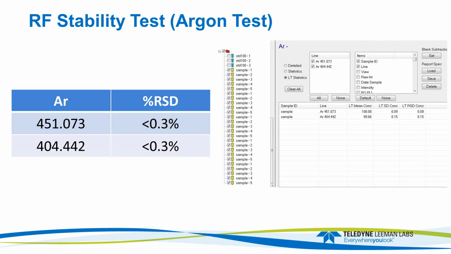Like the mercury test, the acceptance is less than 0.3% RSD, and this is a passing test on the 25 samples, on the same instrument that we did the mercury test on, showing that my RF is in pretty good shape there. So I don't have a problem with this short-term test.